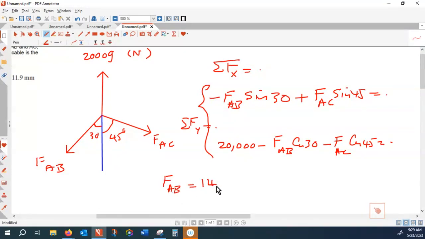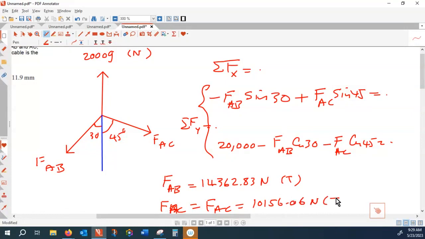14362.83 Newton, and that is in tension. And also you find FAC, so FAC is 10156.06 Newton, and that is also in tension.